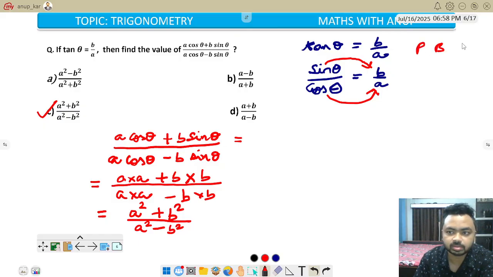Pandit Bhola Prasad हरी हरी बोलिए. ठीक है, so this is my technique to find out the trigonometric ratios.